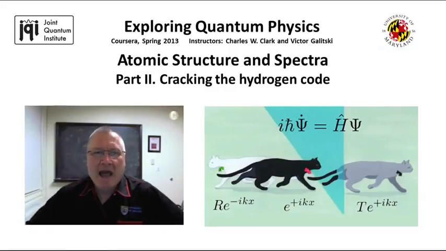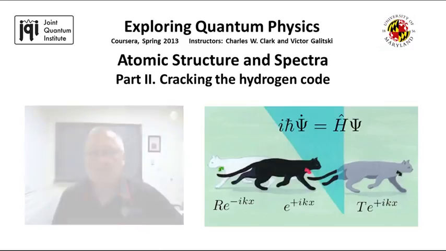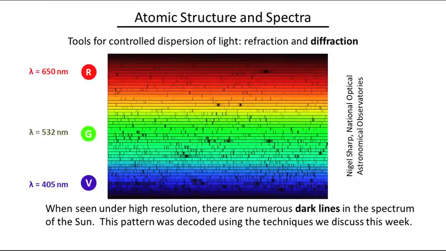Hello, everyone. Welcome back. We're now going to look a little bit more deeply into these mysterious gaps in the solar spectrum. So, just to remind you, when seen at high resolution, the light of the sun exhibits these dim spots, which could be interpreted as absorption features. Indeed, that's what they are.